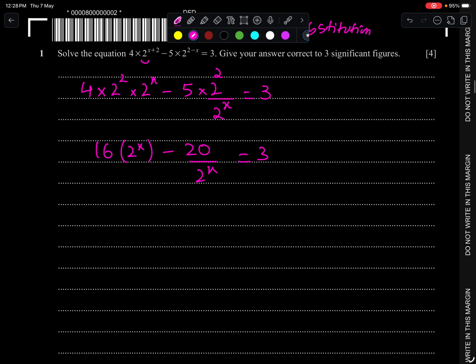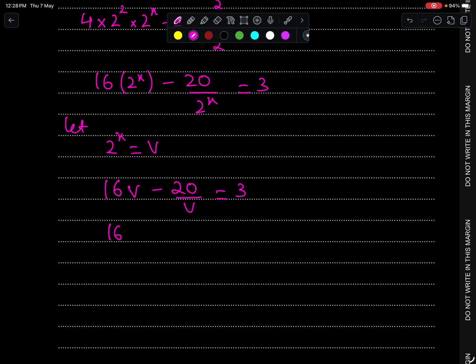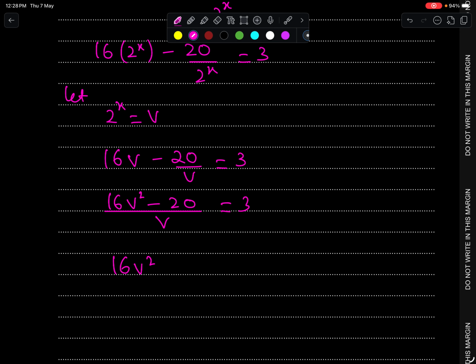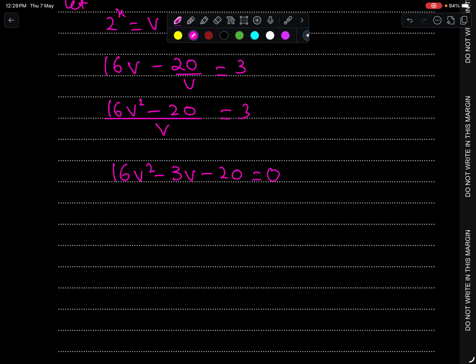Now use substitution. Let 2 power x be v. So 16v minus 20 upon v is equal to 3. Take the LCM and simplify this equation. So finally we have 16v square minus 3v minus 20 is equal to 0. Factors are not possible. So use quadratic formula.